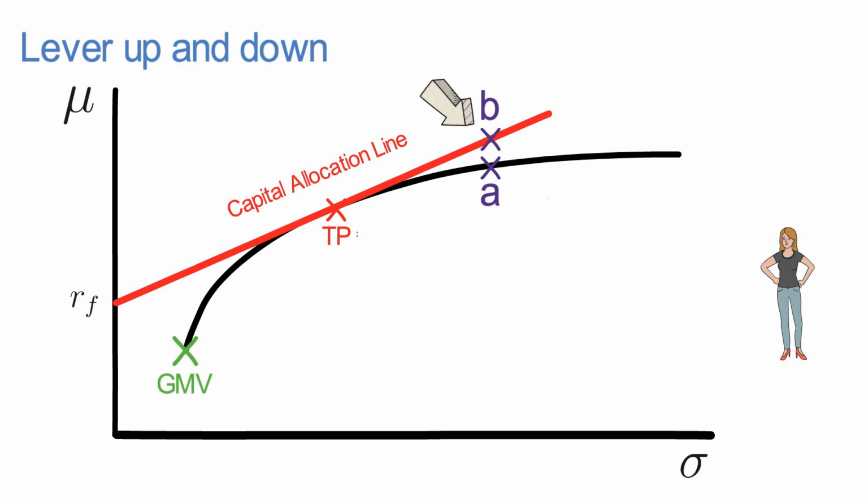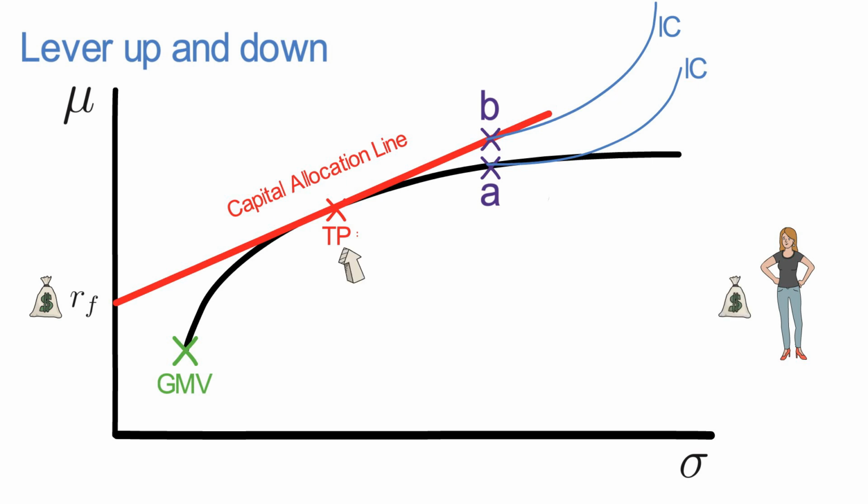In order to reach the B portfolio, Pauline would lever up the tangency portfolio. Doing so allows Pauline to shift her mean variance indifference curve further to the northwest. Leveraging up implies that Pauline would borrow money at a cost of RF and invest that together with her own money into the TP portfolio. She would borrow as much money as is necessary to reach her optimal amount of volatility, which here in the example is sigma b.